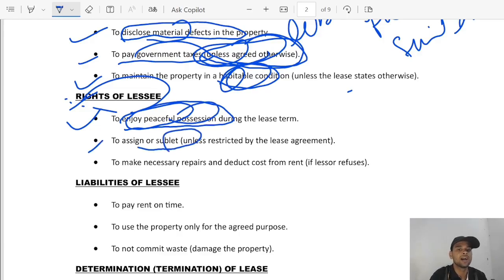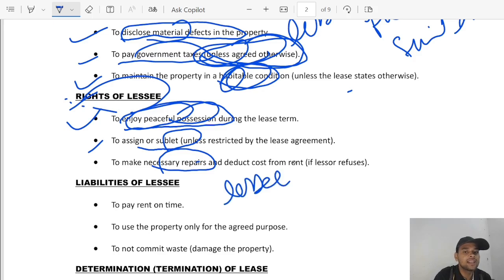Second is the right to assign or sublet unless restricted by the lease agreement, and to make necessary repairs and deduct the cost from rent if the lessor refuses. It is the right of the lessee to make any necessary repair in that particular property, and the lessee shall be free to deduct the cost of the payment from the rent.